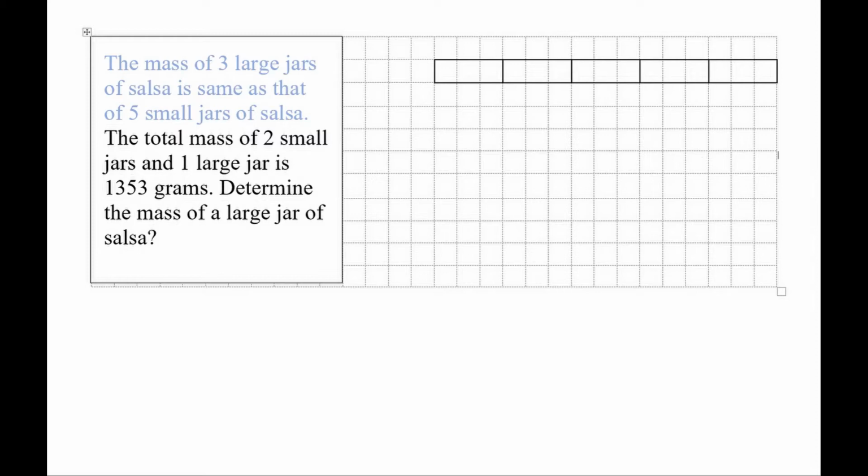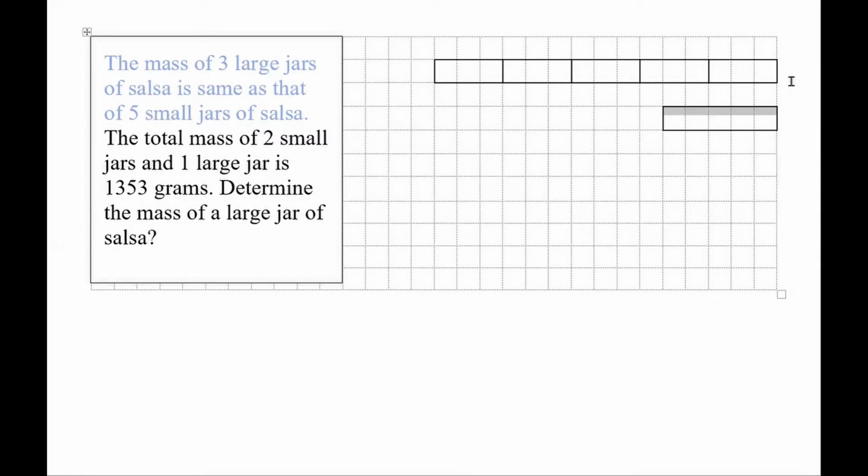I'm going to take each large jar as if it's a collection of 5 identical units. My first large jar, my second large jar, my third large jar. And let's write small and large right here.